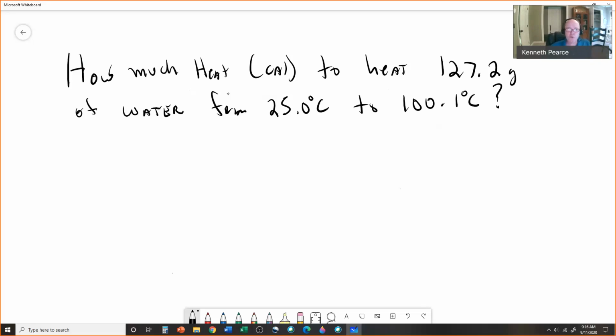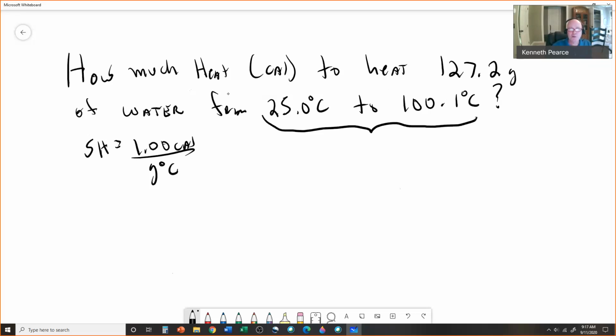Now, notice in the problem, it doesn't give you the specific heat for the water, but it is something that you should know. So we know the specific heat of water is 1.00 calories per gram degrees Celsius. And if you can't remember that, you can at least look it up in a table. And so now we need the grams, the change in temperature, specific heat. We don't have the change in temperature yet, but that's 75.1 degrees Celsius. It's 100.1 minus 25, so that's 75.1 degrees Celsius.